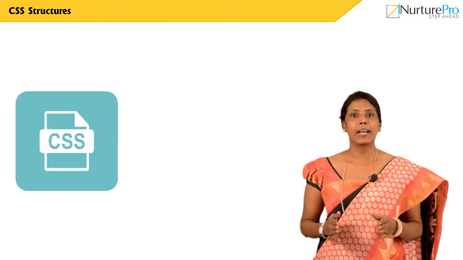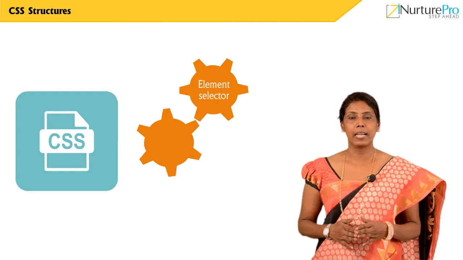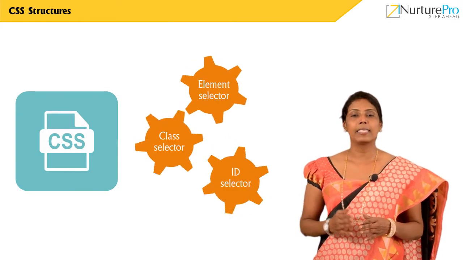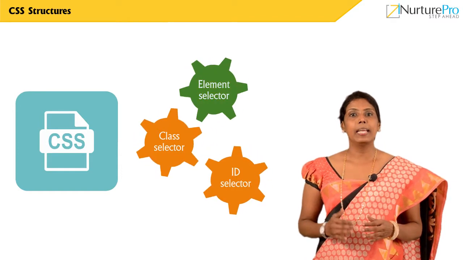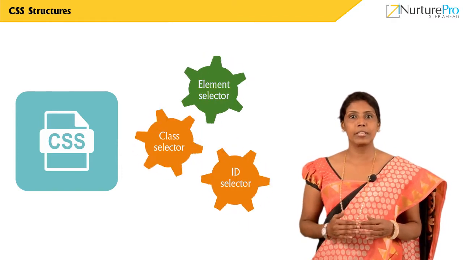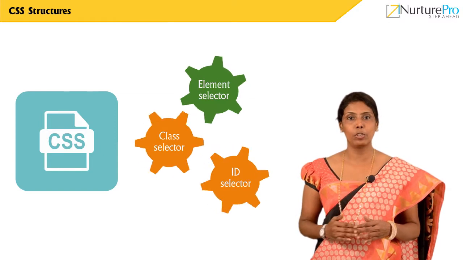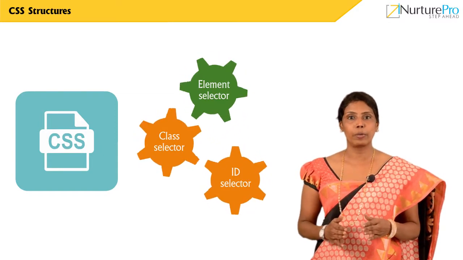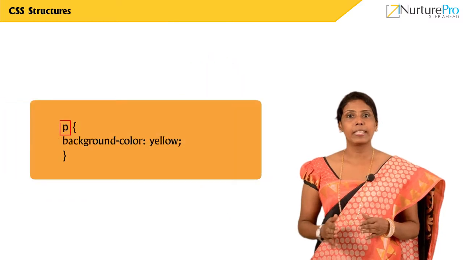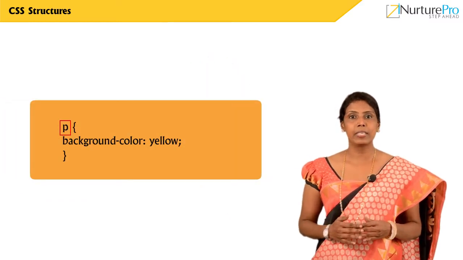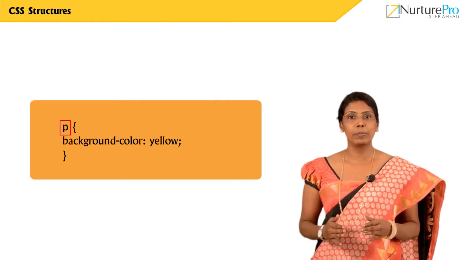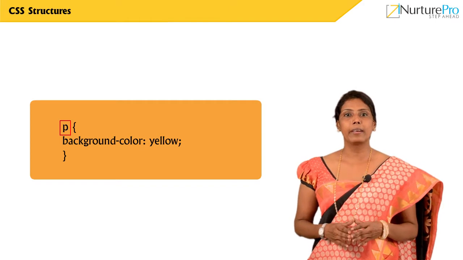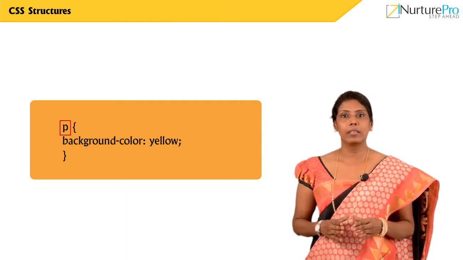A CSS file can have three types of selectors: element selector, class selector and ID selector. The element selector selects all elements with the specified element name in the document. Names of the elements should be matched in the document. For example, if we take the paragraph element, this paragraph element has to be the same in the entire document. For the paragraph P, background color is yellow.